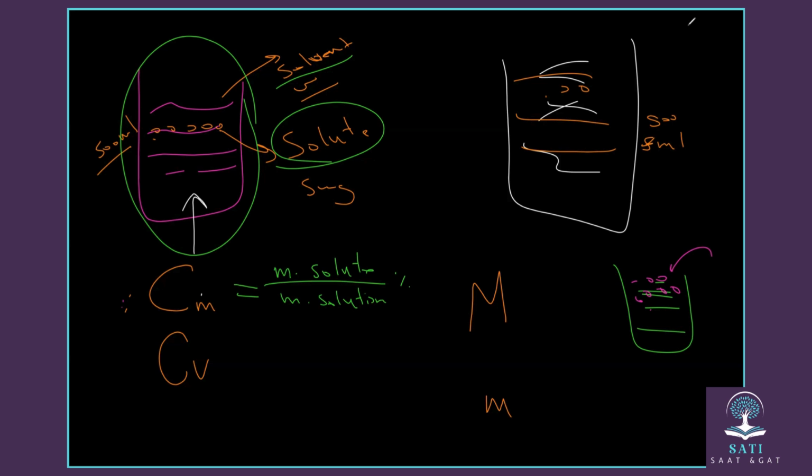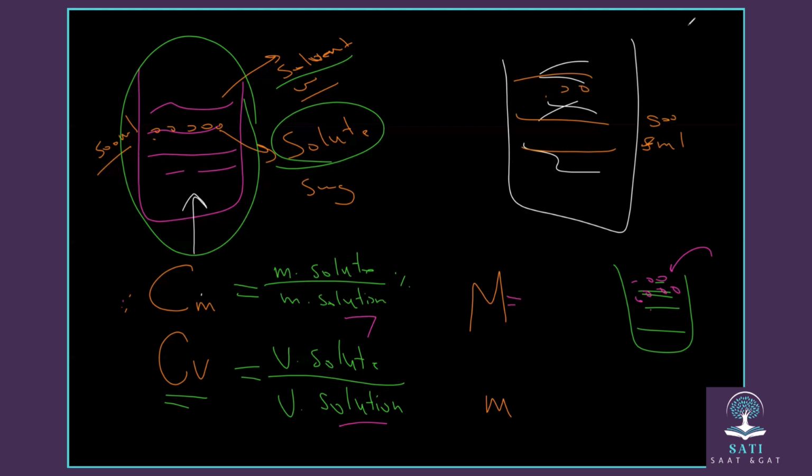Okay, this one uses mass, but sometimes mass is not easy for us, or it's going to be more difficult to do. So in this case, we go to another way, which is concentration by volume. Concentration by volume is the volume of solute over the volume of solution. And pay attention now, we write solution in the denominator here, and solution here as well.